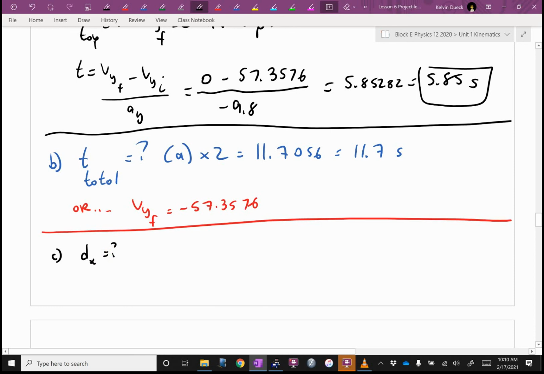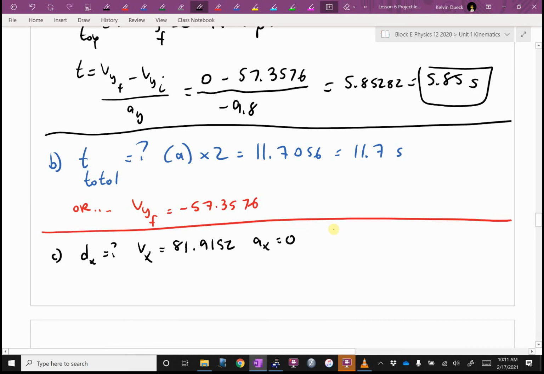Okay, what do I know horizontally? What was VX mentioned? I've scrolled down. What was AX? 0. That's only 2 things. I need 3 things to find a fourth. Ooh, which time am I going to use, the 5.85 or the 11.7? 11.7 is the whole one. Again, common mistake kids make is they forget to double the time for the range.